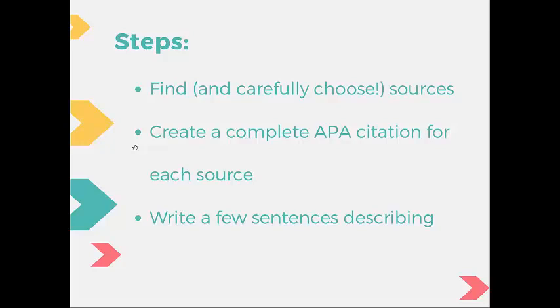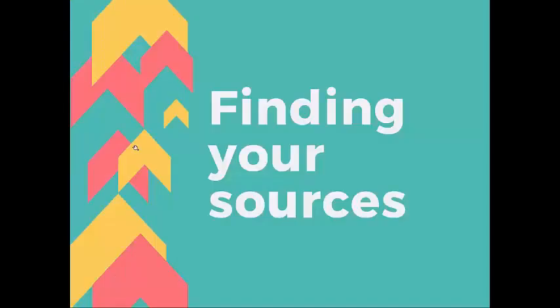So what are the steps to creating an annotated bibliography? The first step is to find and carefully choose those sources. Then you're going to create a complete APA citation for each source, and then you're going to write a few sentences or short paragraphs describing or analyzing the source. Today, we're mostly going to focus on those first two steps, right? We're going to talk about finding those sources and then about creating that APA citation. So, without further ado, let's jump right into it.